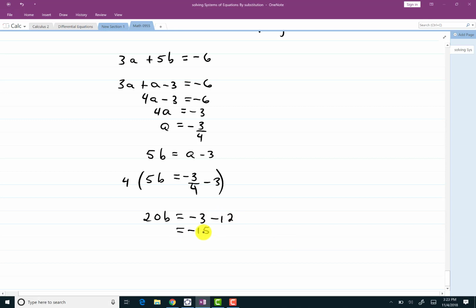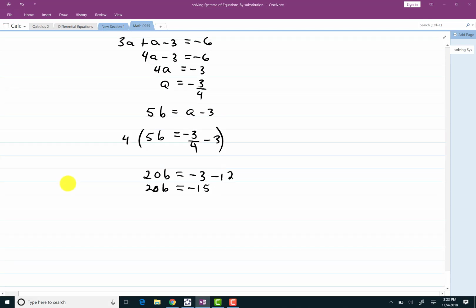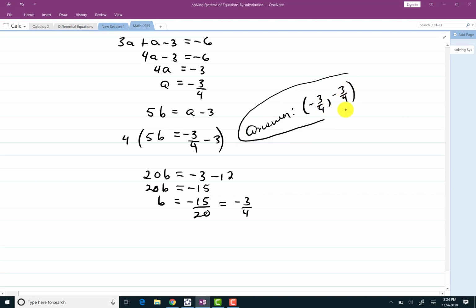So I have negative 15 equals 20B. Let me divide by 20 to get B equals negative 15 over 20. 5 goes into both the 15 and the 20, so I'll get negative 3/4. So my answer is negative 3/4, comma, negative 3/4. Another one that would have been difficult to do by graphing.